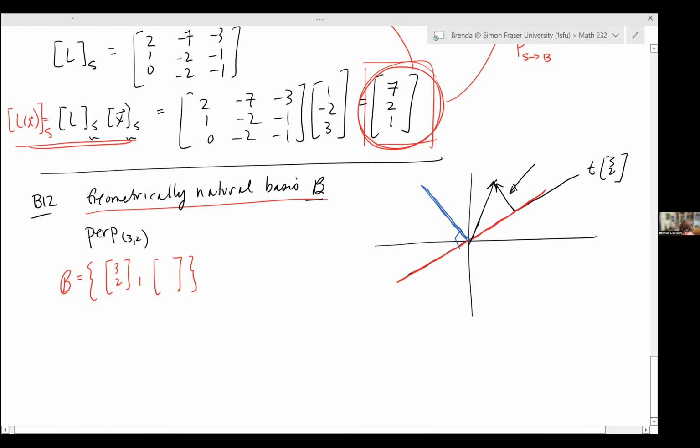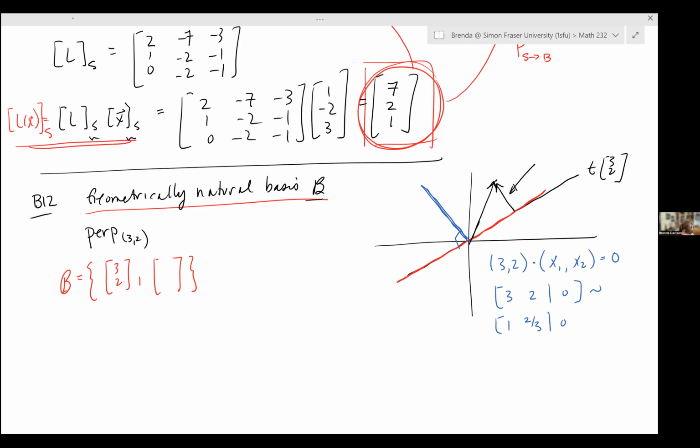How do I figure out what that vector is? Well, the blue line and the red line are perpendicular the way I've chosen them. So that means the dot product (3, 2) dot (x1, x2) is 0. If I put this into a matrix, it means [3, 2 | 0], and then I can row reduce that. I get [1, 2/3 | 0]. I see I have one free variable. x2 is t, and x1 has to be minus 2/3 t.